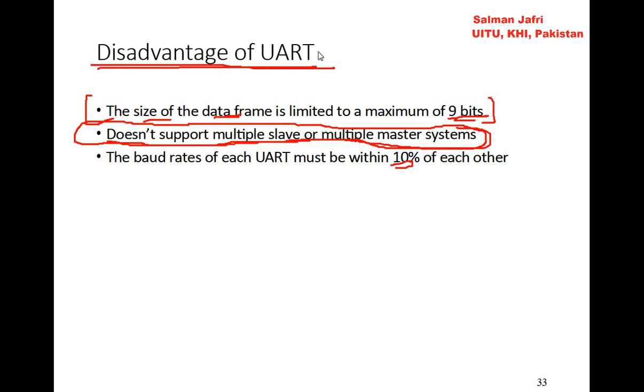Now what are the disadvantages of UART? The size of the data frame is fixed, limited to a maximum of 9 bits. You can't have more than 9 bits of data, right? It doesn't support multiple slave or multiple master systems. So that is the idea. But RS485 supports multiple devices, right? More than 2 devices per channel of UART communication. And the baud rates of each UART must be within 10% of each other. If the difference is greater than 10%, there would be errors in transmission.